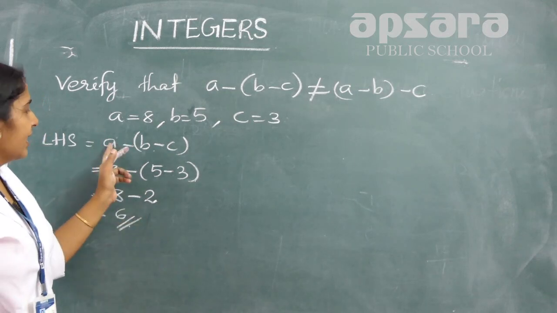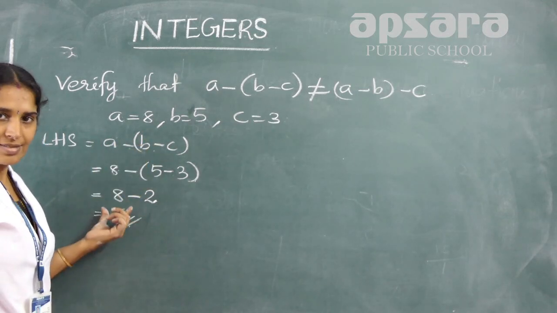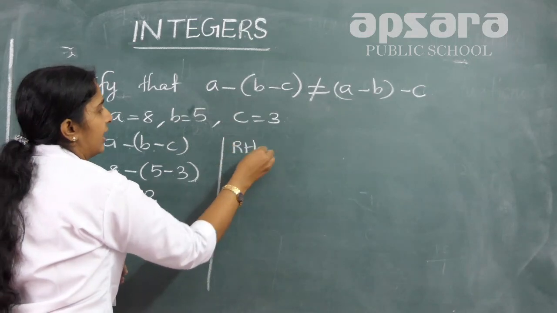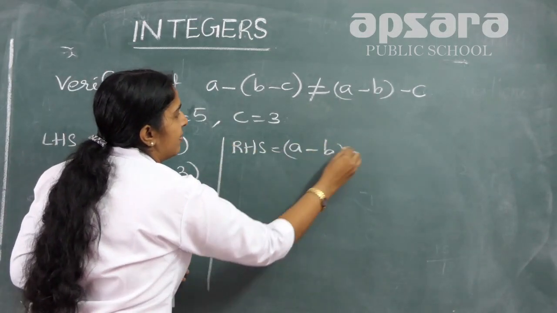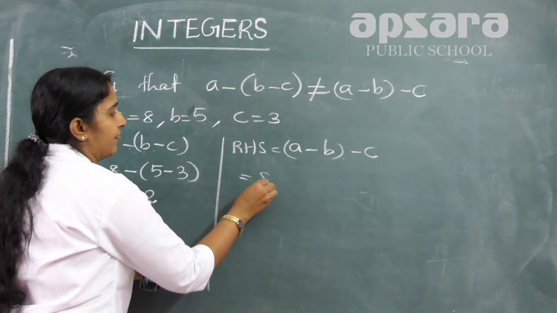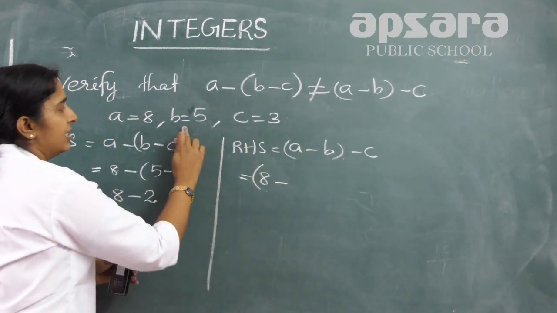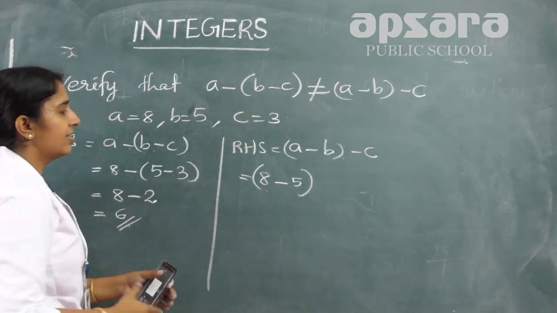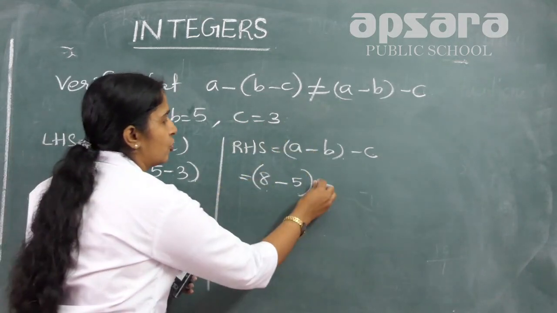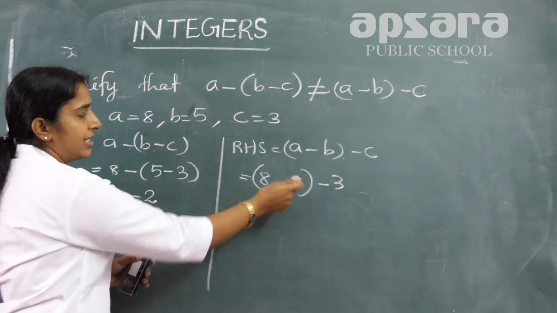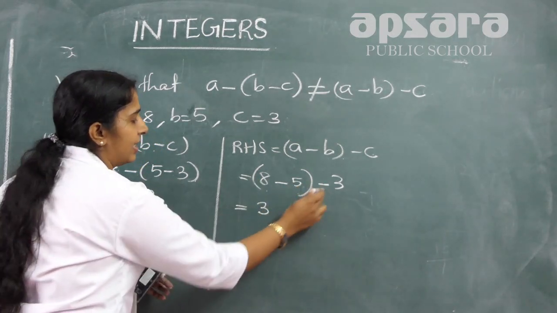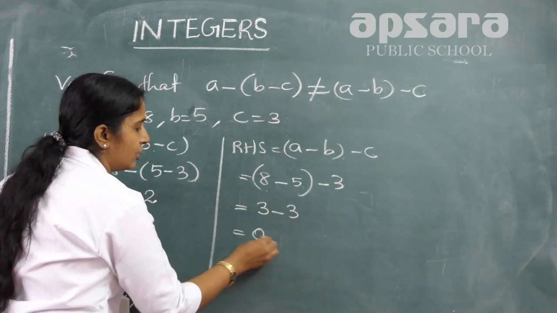So when you have calculated a minus b minus c, you got the answer as 6. Now let's take the right side. So RHS, when you take a minus b minus c, substitute the values. What is a? A is 8 minus b is 5. 8 minus 5. Okay, a minus b minus c. Minus c. C value is 3. So minus 3 equal to 8 minus 5. What is 8 minus 5? That is 3, right? 3 minus 3, which is equal to 0.